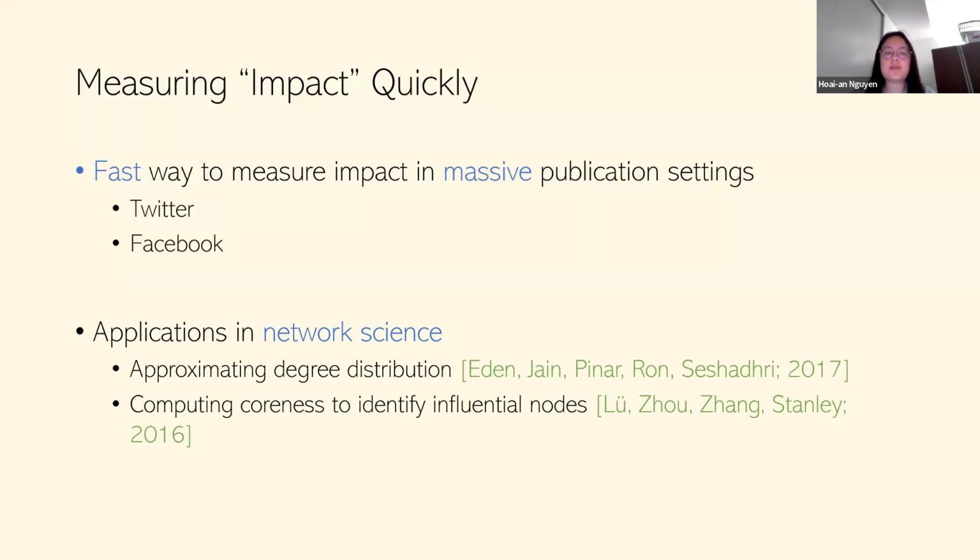The second is that the h-index has a lot of applications in network science. For example, Eden, Jain, Pinar, Ron, and Seshadhri in 2017 showed that when the h-index of a graph is high, their algorithm for approximating degree distribution runs sublinearly. And Liu, Zhou, Zhang, and Stanley in 2016 used the h-index to help compute the coreness of nodes to identify influential nodes in a network. This is crucial to understanding the dynamics and structure of a network.